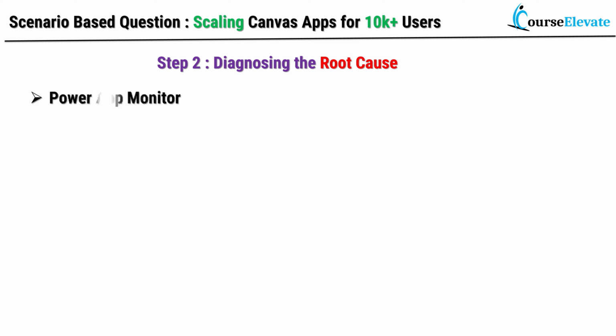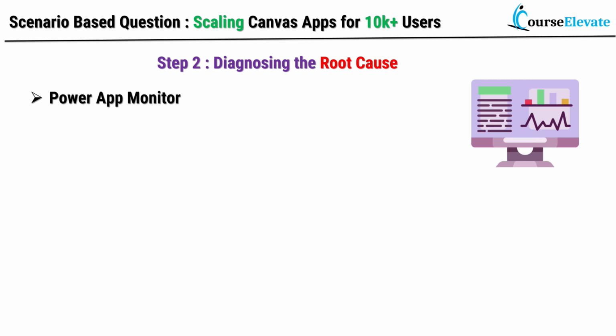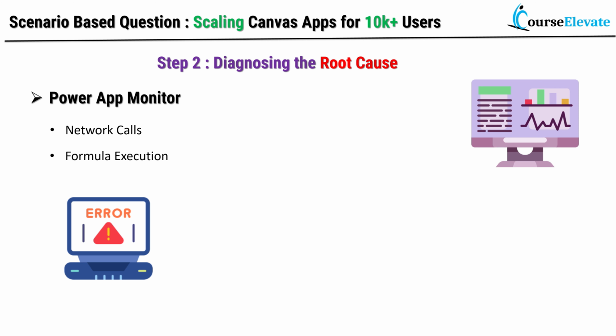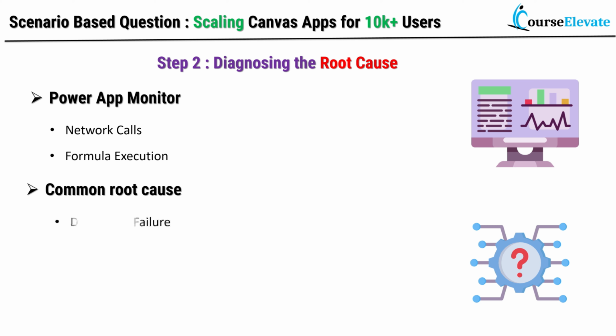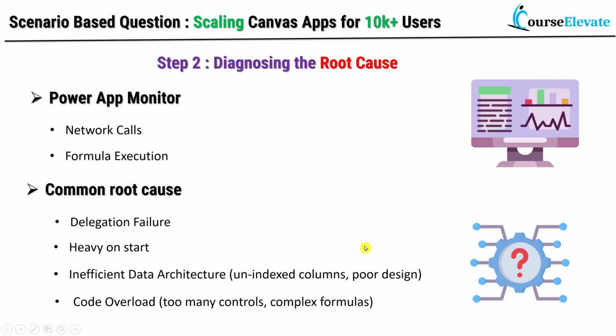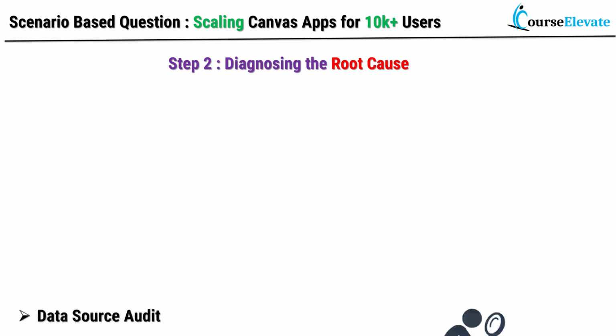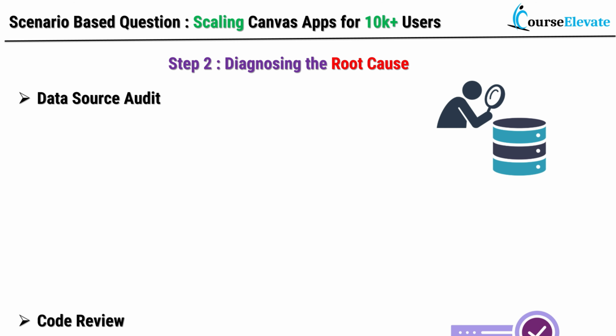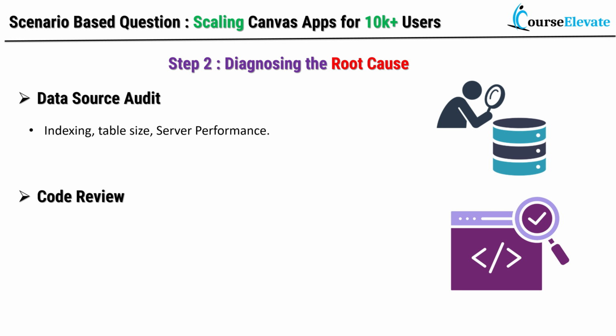So now we check the X-ray, which is our Power Apps Monitor. I will trace the network calls and formula execution when the app is running. The Power Apps Monitor tool will find events and logs that could help diagnose performance and functional issues. Most slow apps suffer because of delegation issues, heavy logic written in the OnStart property, poor data design, or too many controls. These are the common root causes. Now for a deeper scan, I'll do a data source audit and code review. I'll check the table indexing, server performance, and non-delegable queries.